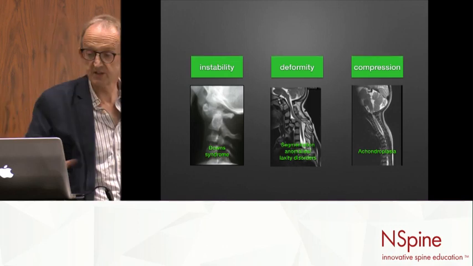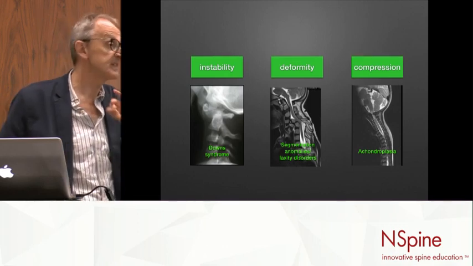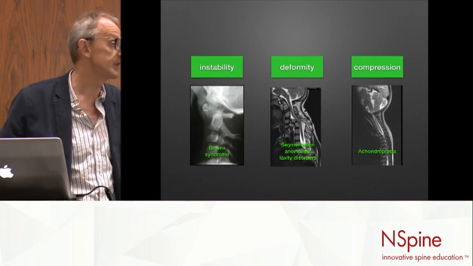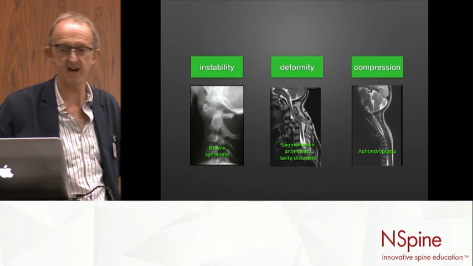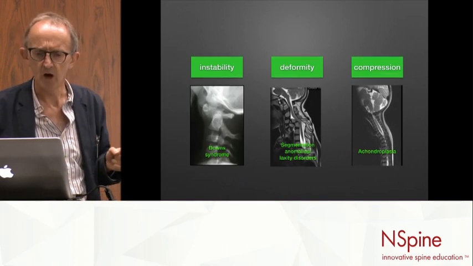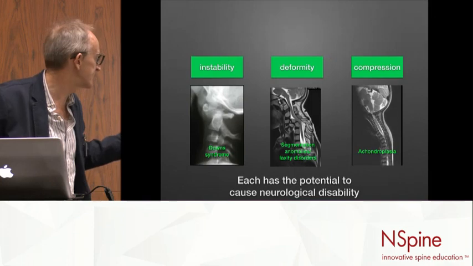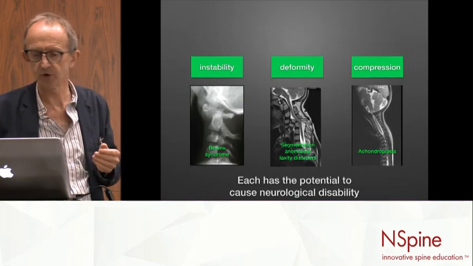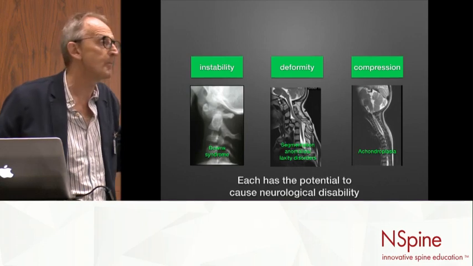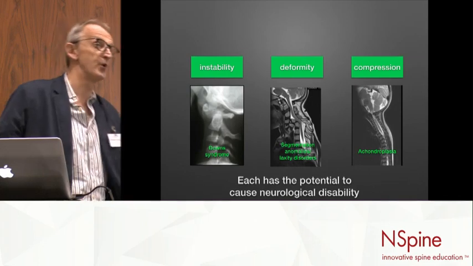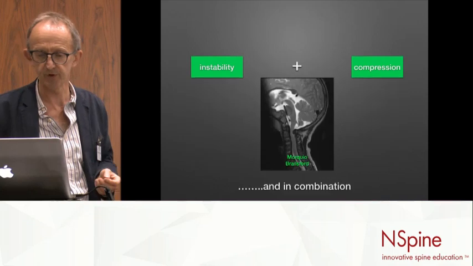And then you've got instances where really the primary problem is simply compression and nothing else. A good example of that is achondroplasia. They're not unstable, they're not deformed, they're just very, very tight. Each of these has the potential to cause neurological disability, and each of them can happen in combination. In fact, it's very rare that you see pure instability, pure deformity, or pure compression.